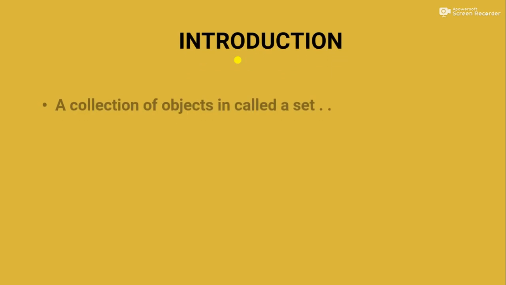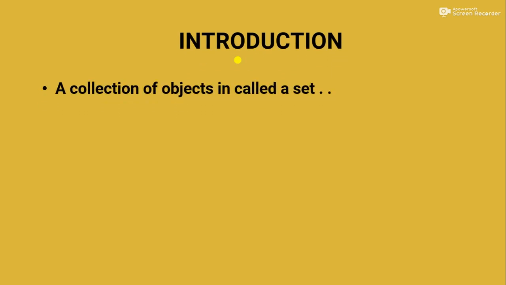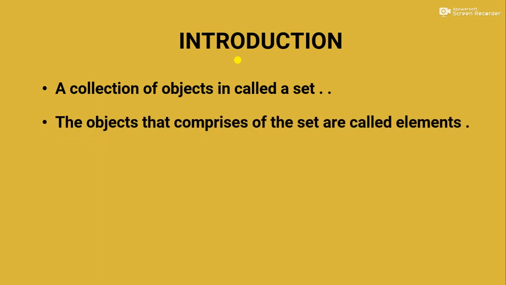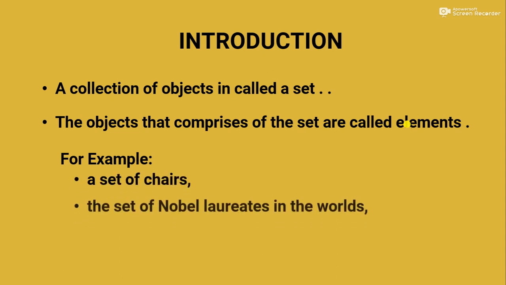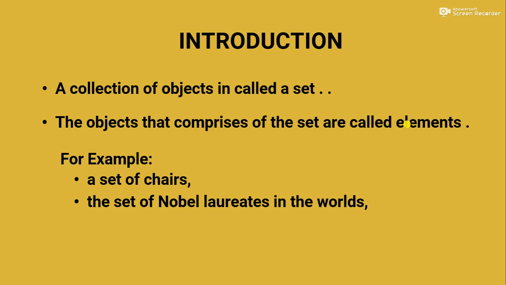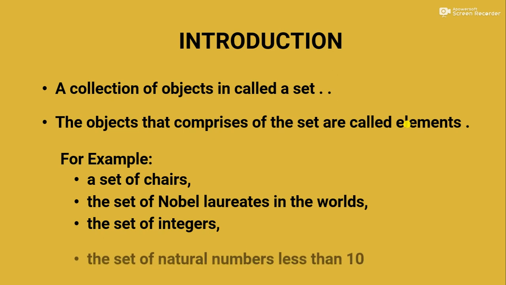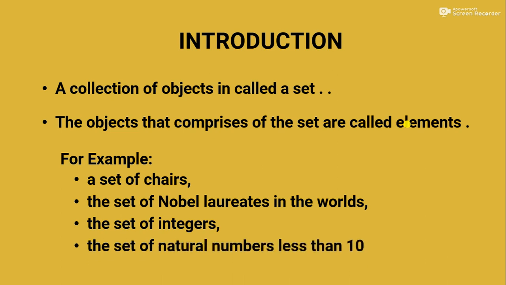A set is nothing but a collection of objects, and the objects that comprise the set are called elements. For example, we can represent the set of chairs, noble literature, integers, and the set of natural numbers less than 10.